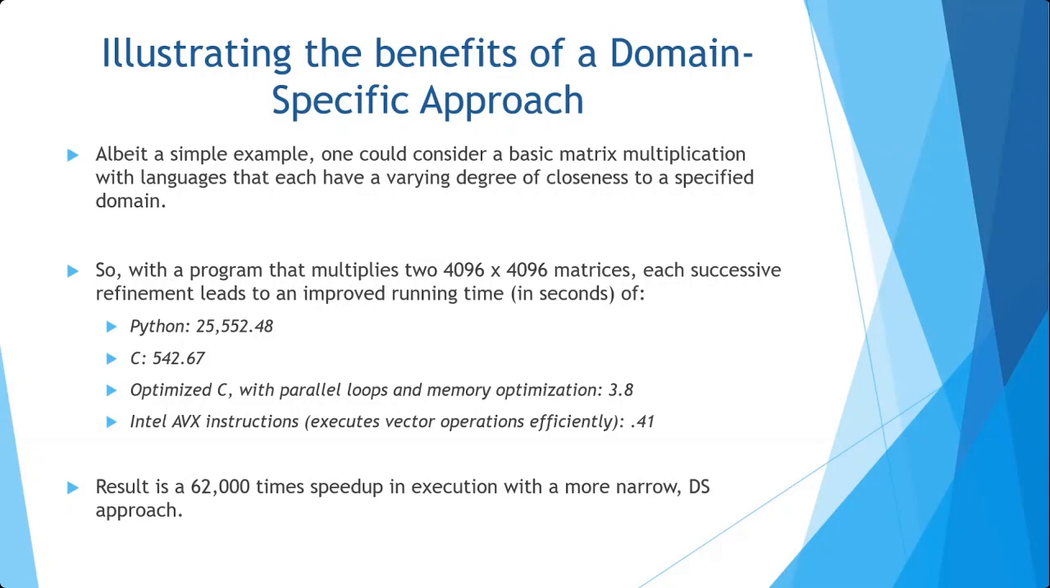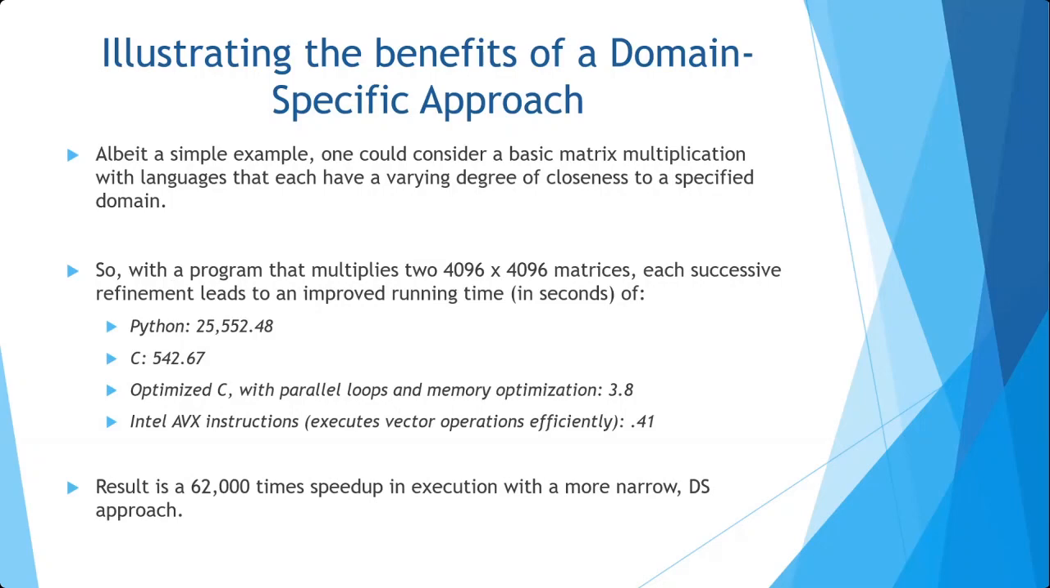I'm sure a lot of you have seen it before, but I think it's worth mentioning to drive home the point of how a domain-specific language can really improve performance, going from a really general purpose language all the way down to a really specific domain-specific language. So if we were to consider a problem that multiplies two 4096 by 4096 matrices, each successive refinement in domain-specific language, going from further away to closer, leads to an improved running time.